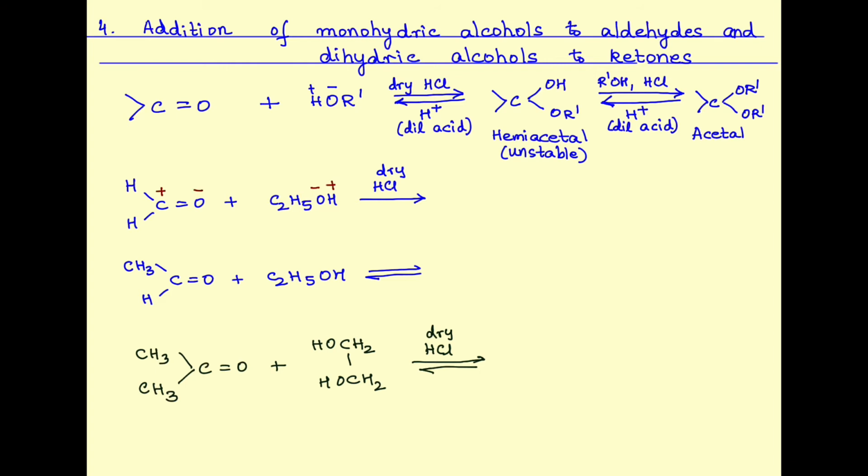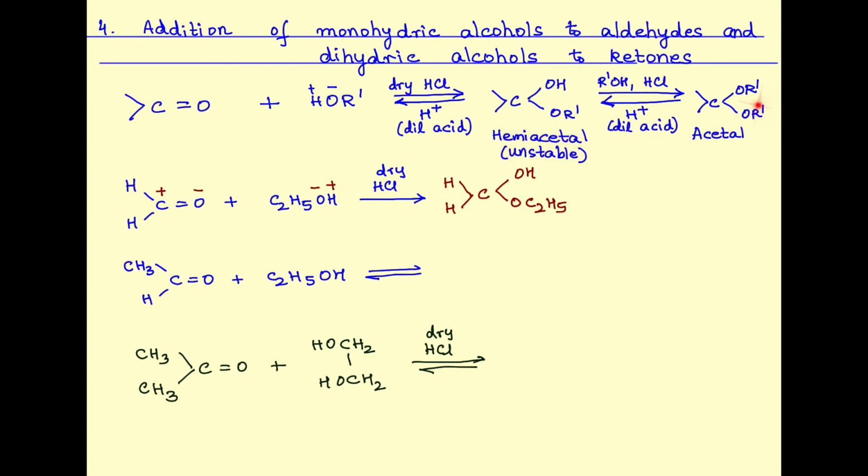I'm keeping it simple, no delta sign, just to keep my board clean. So H, H, C, and then we'll have OH and OC2H5. Now we've got an alkoxy group and an OH group. Now this type of combination is not very stable, and this category of compounds are known as hemiacetals.